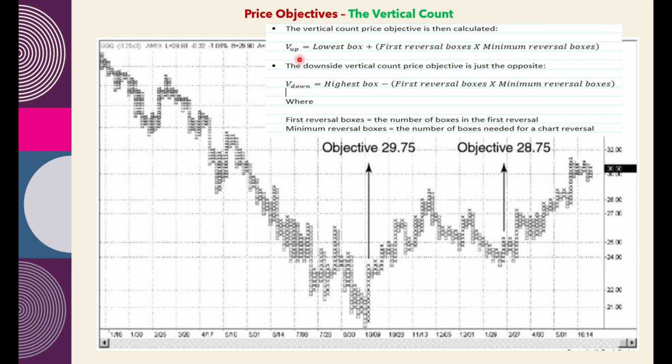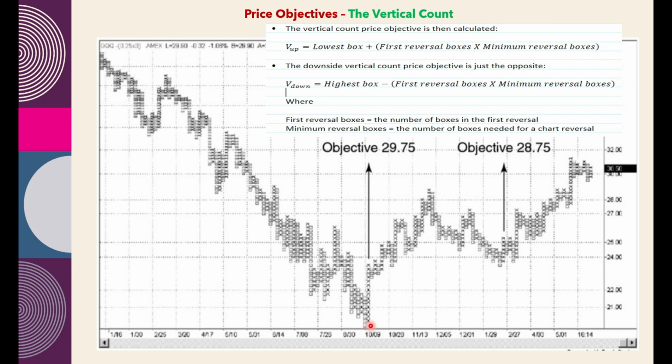First, we have the formula here, and we need to identify the lowest box. Here the lowest box is 20. Then the first reversal boxes. In this column, this is the reversal column. In this, we have 13 boxes. The box size in this chart is 0.25.